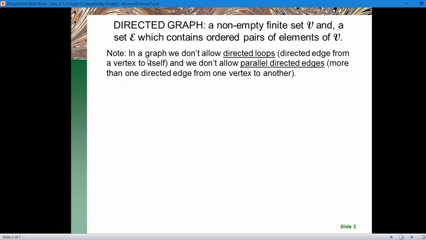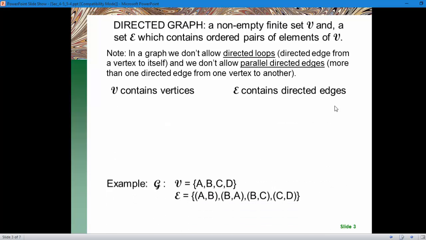Here's one note. In a graph, we don't allow directed loops, a directed edge from a vertex to itself. And we don't allow parallel directed edges, which is more than one directed edge from one vertex to another. Let's take a look at some examples.